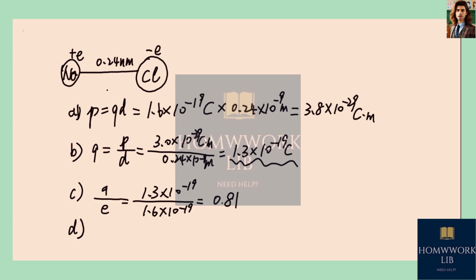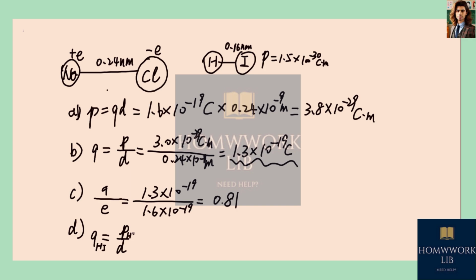All right, and then for part D, the equilibrium distance in a different molecule, hydrogen iodide, is 0.16 nanometer. And we know that the measured dipole is 1.5 times 10 to the negative 30 coulomb meter. So what is the charge and what is the fractional charge? We will repeat our calculation, but for a different type of molecule. Now the charge is P over D.